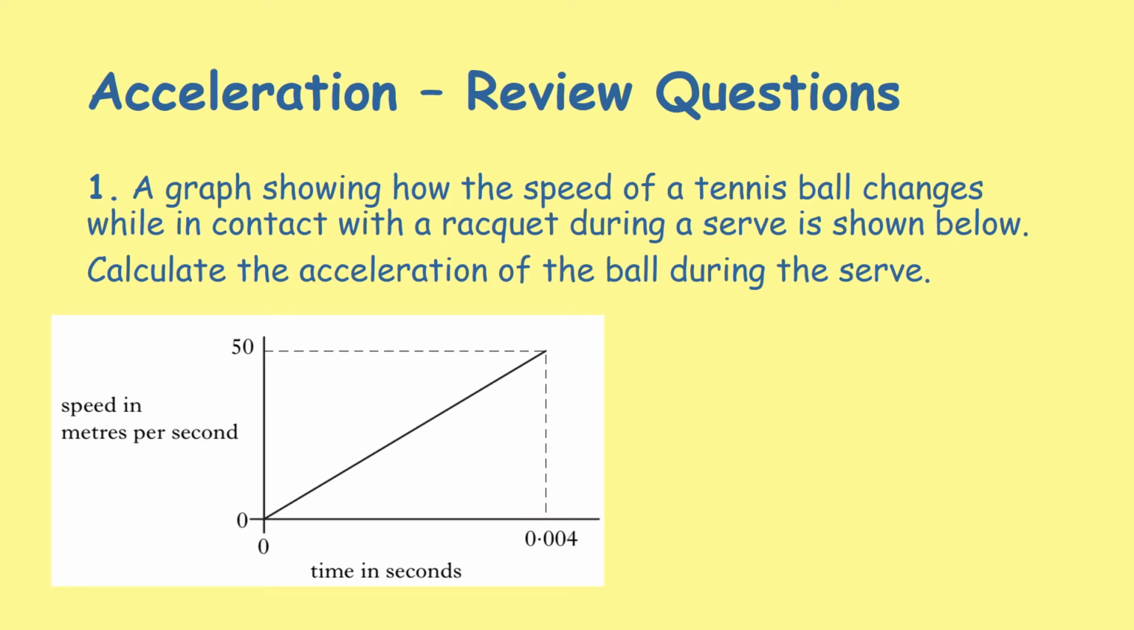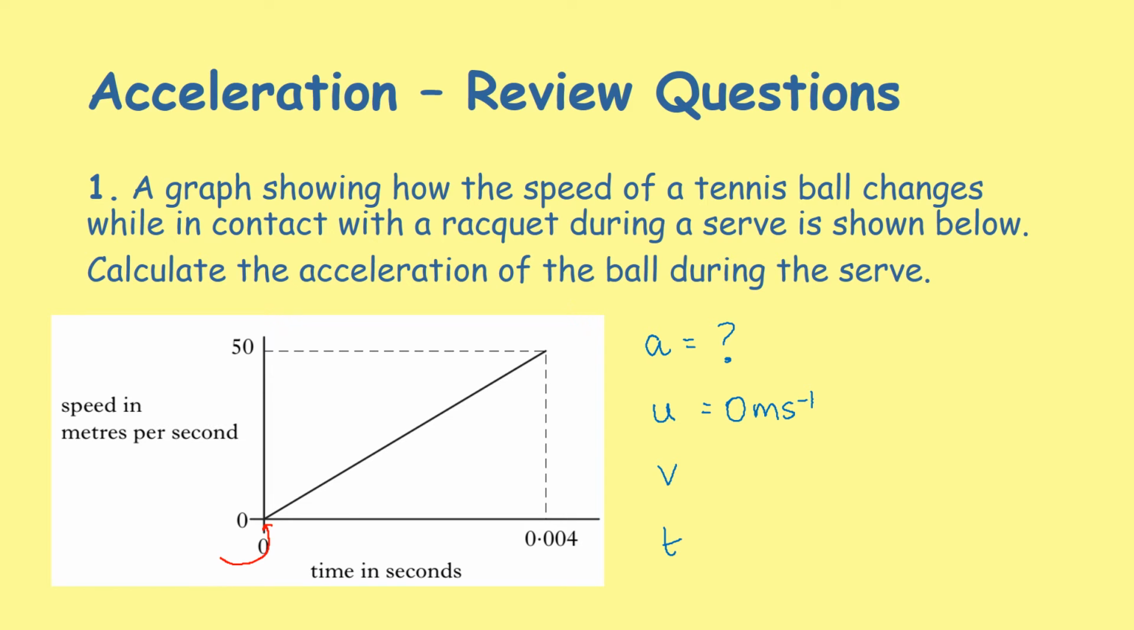So we need to use our acceleration calculation and this graph to calculate the acceleration of the ball. So we need a question mark next to our a. We need our initial speed, our final speed, and our time. Our initial speed, looking at the graph, we can see it starts off at a time of 0, it has 0 meters per second of speed.